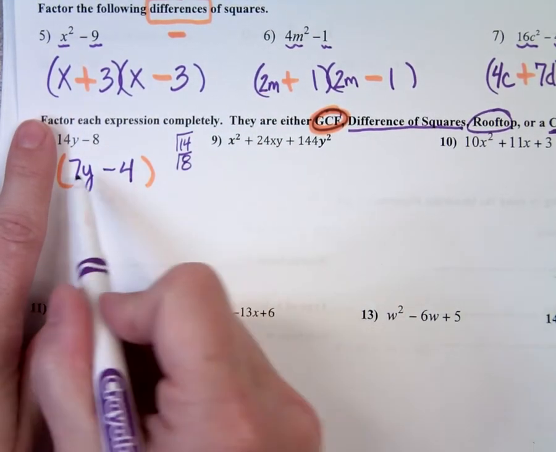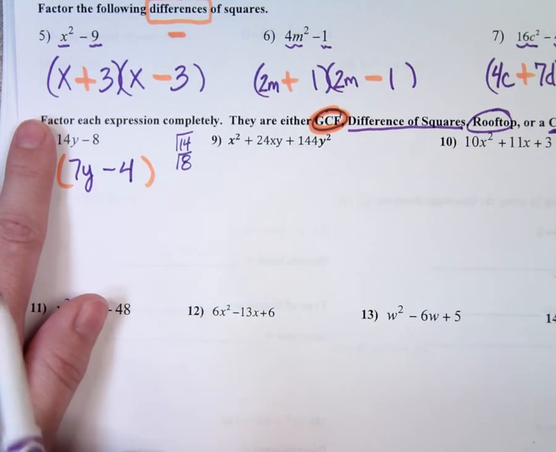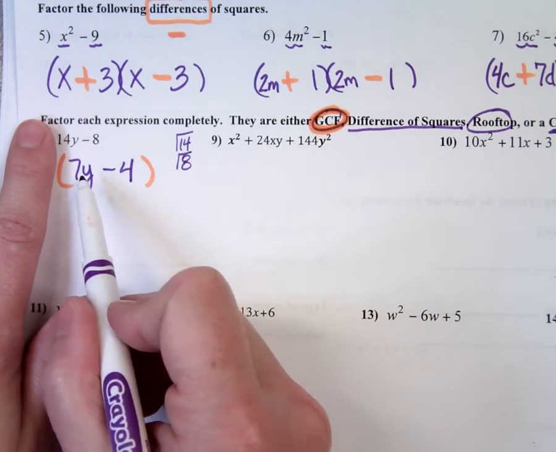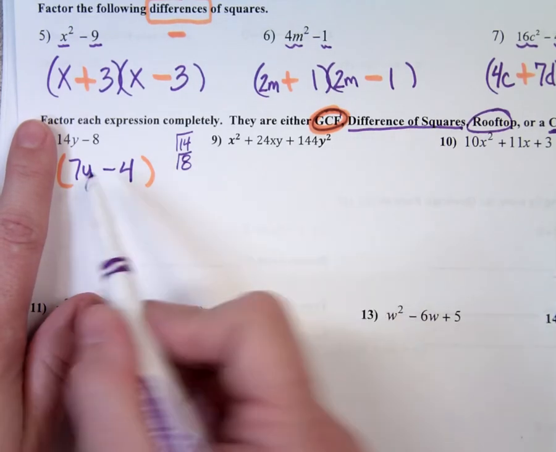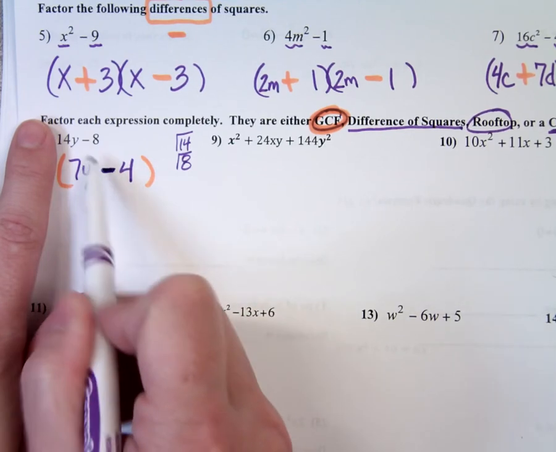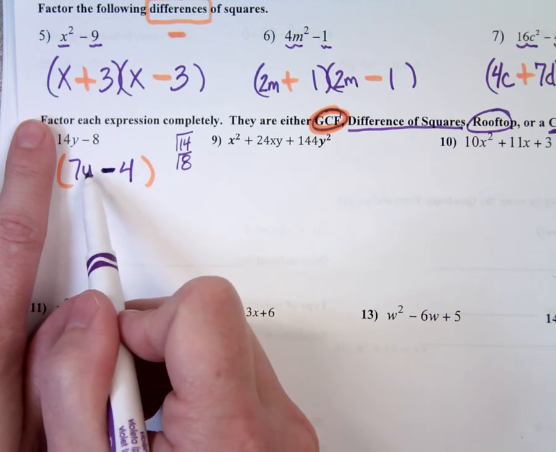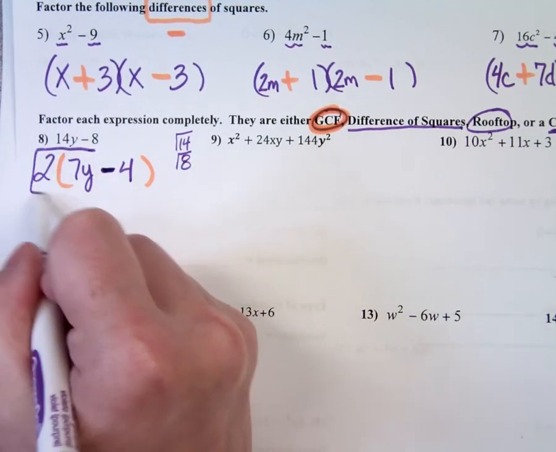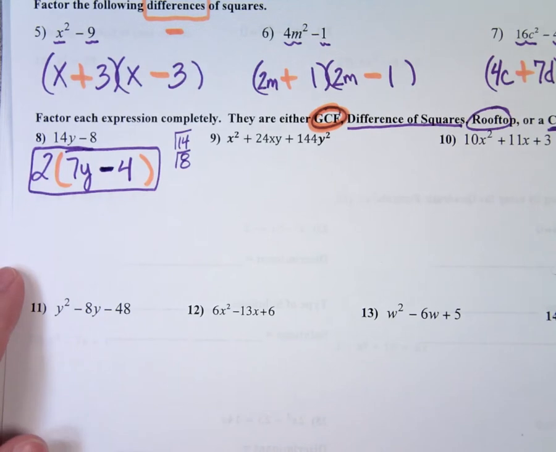I try it again. Does this in here have a GCF? No. And then because it's 2 terms, I look to see if it's a difference of squares. It is a difference. 4 is a perfect square, but 7y is not a perfect square. Y doesn't have an even exponent, so that's a problem, and 7 is not a perfect square. So we're done at that step right there.